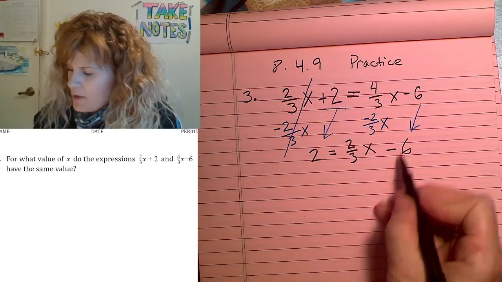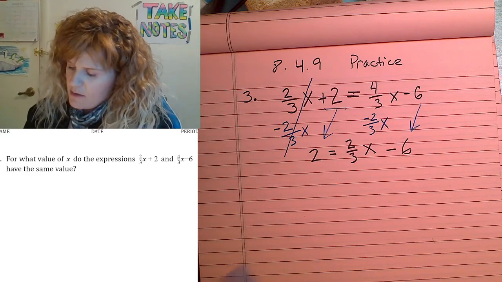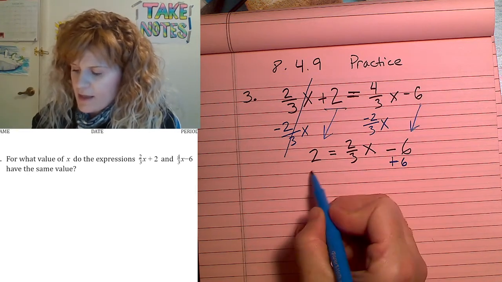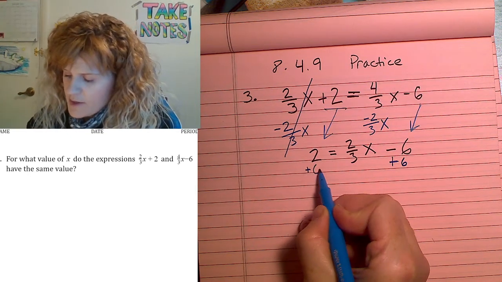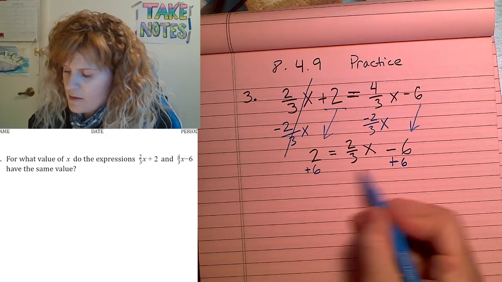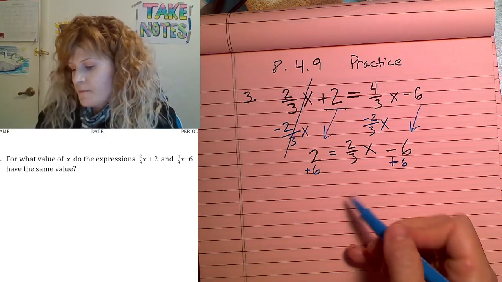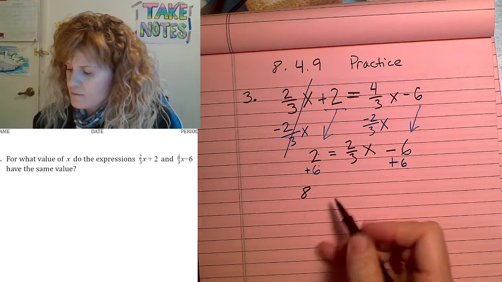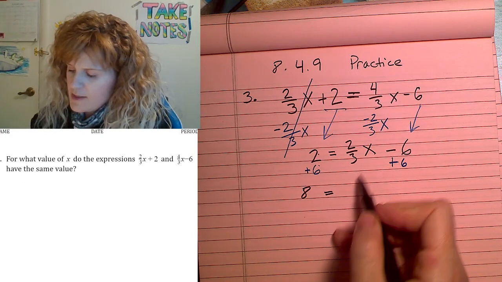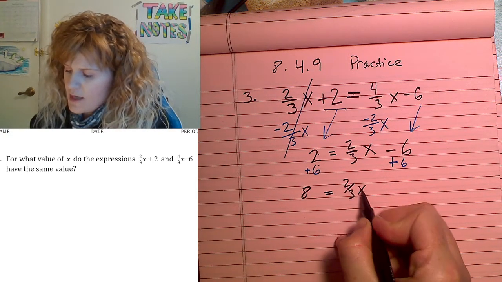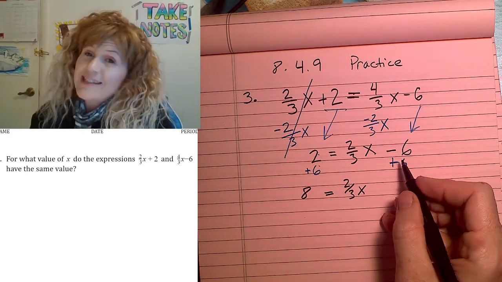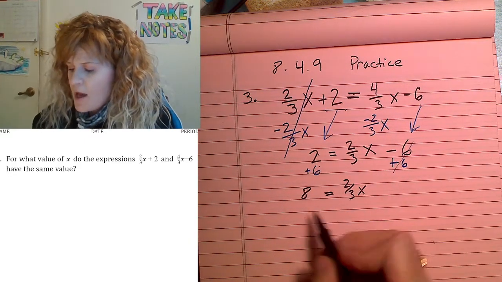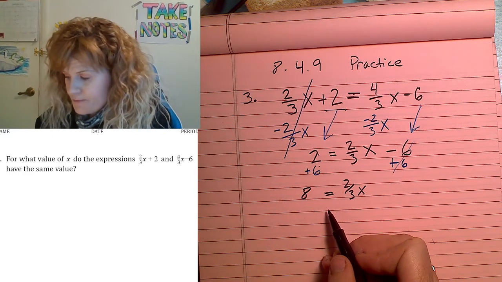Okay, now I'm going to add 6 to both sides because I want to cancel out this 6 over here. It does not have an x, so I want it to go to the other side of the equation. I'll add 6 to both sides of the equation. 2 plus 6 is 8. And on the right side of the equation, we still have 2/3 x. Negative 6 plus 6 cancels out. That's awesome, right? So that's nothing now. We have 8 equals 2/3 x.